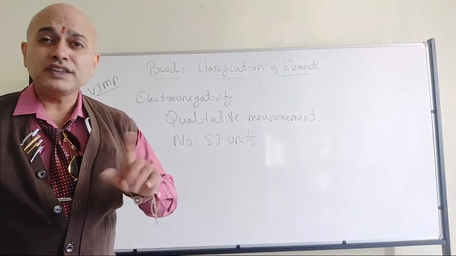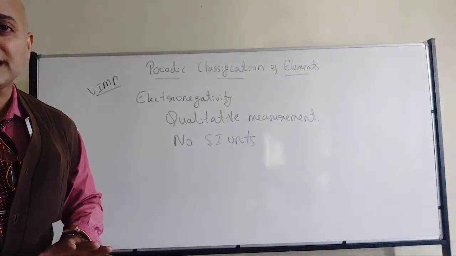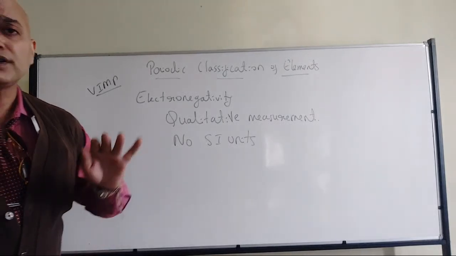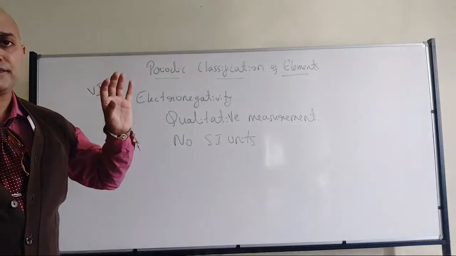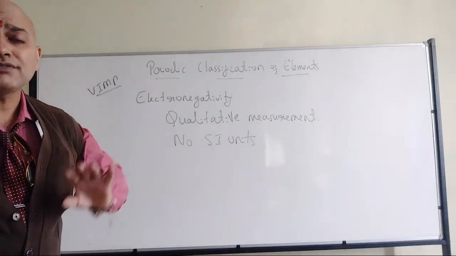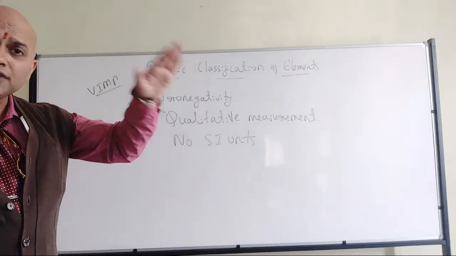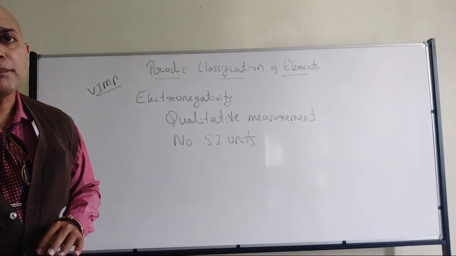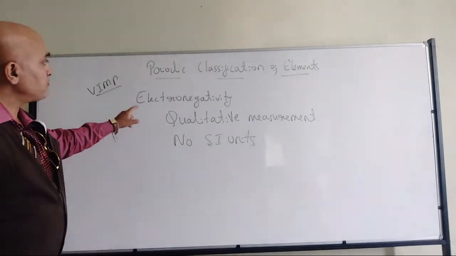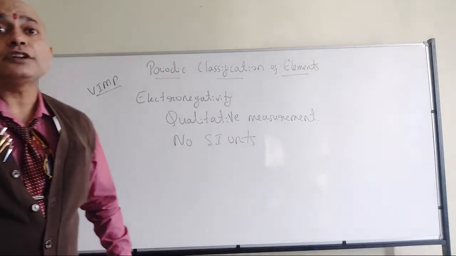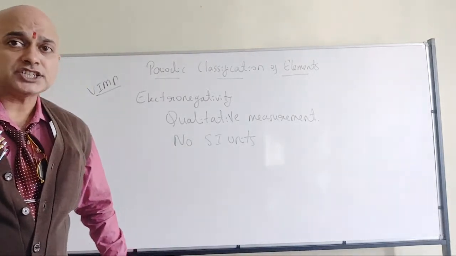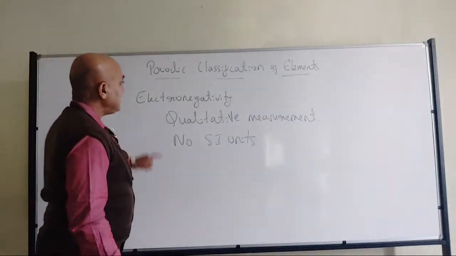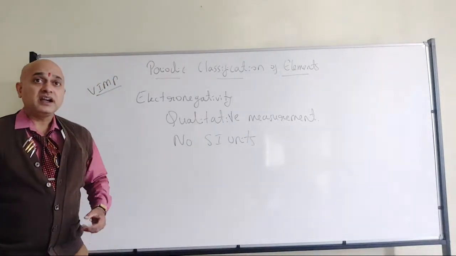That was one of the questions in a competitive exam, I have forgotten which one. They asked which among the following does not have a unit, and they had given different properties. The proper answer should be electronegativity. Okay, all of you have understood. So that's where we have electronegativity.